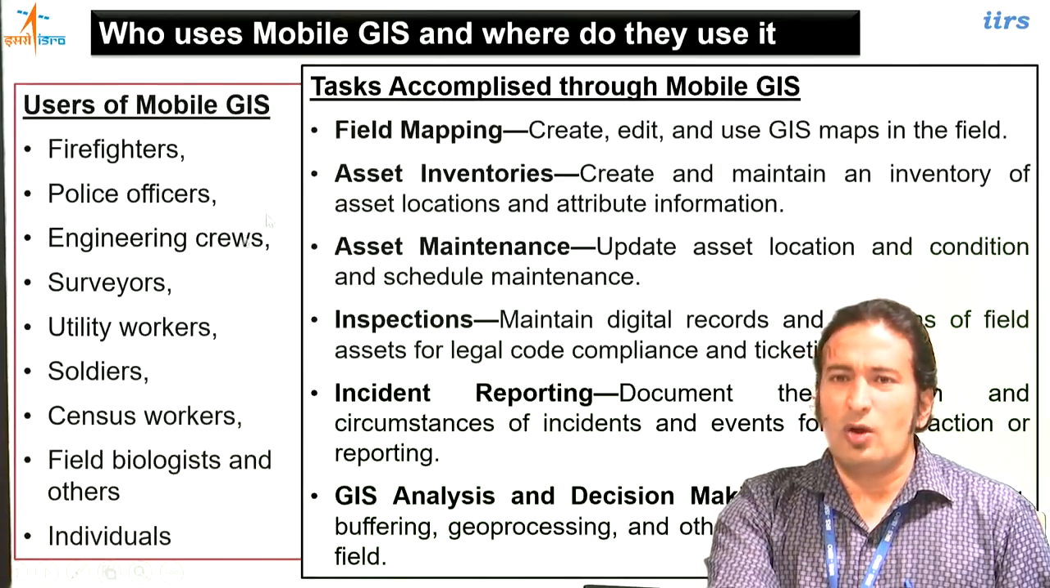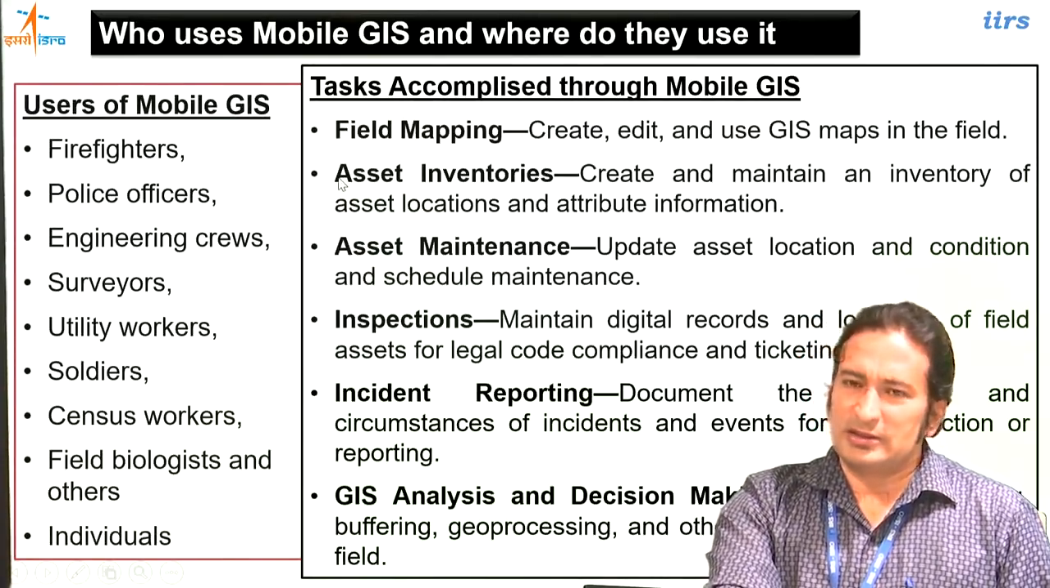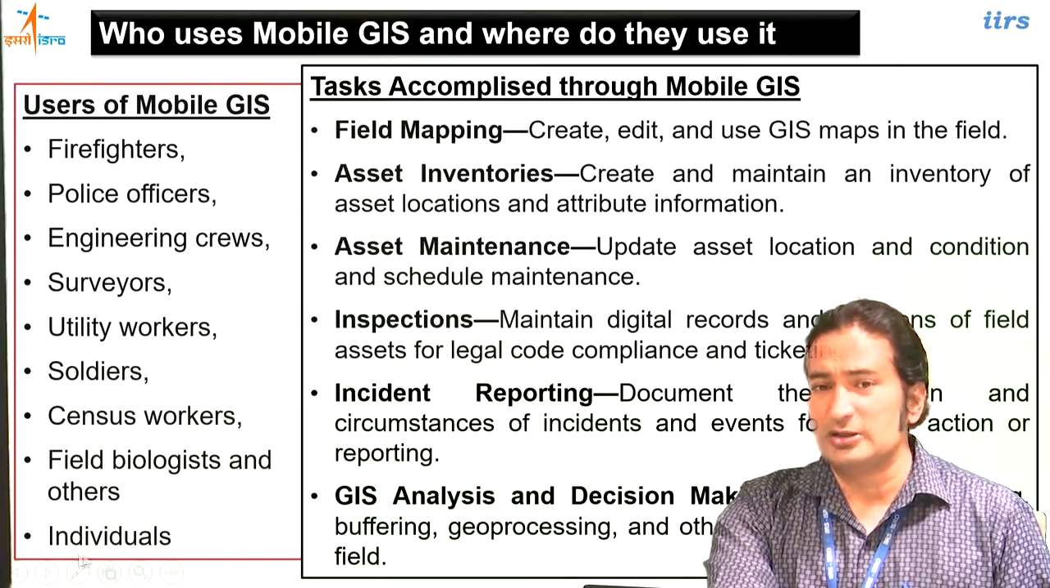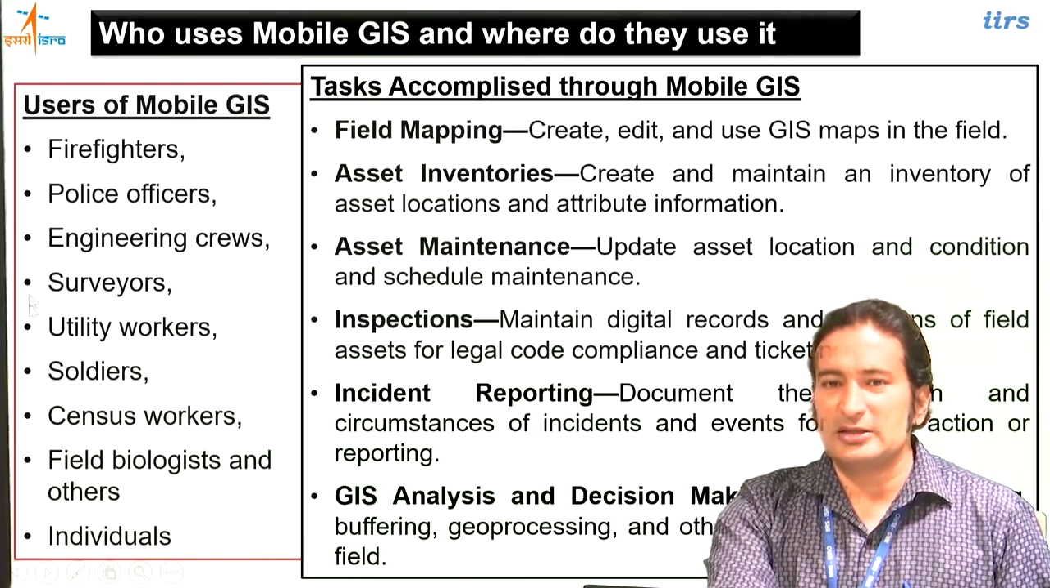Secondly, if we talk about who those users are, similar to the previous slide, firefighters can use it, police officers, engineering crews, surveyors, utility workers, soldiers, census workers, field biologists, researchers, individuals; they all are users of mobile GIS. So the list can be unlimited. There can be many users who can make use of this, but these are some of the people who regularly use mobile GIS in their applications or in their workflow.